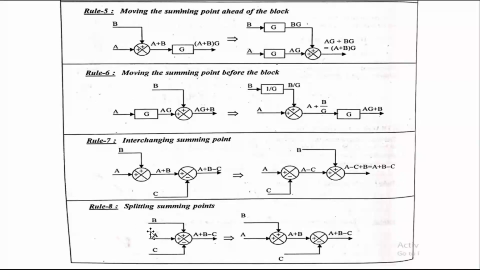Then splitting of the summing point. If more than two connections are there in the summing point, we can split the summing point for our simplifications. Here first of all we split A and B plus plus, then C is split separately. A plus B, here C is minus, and the output is A plus B minus C.